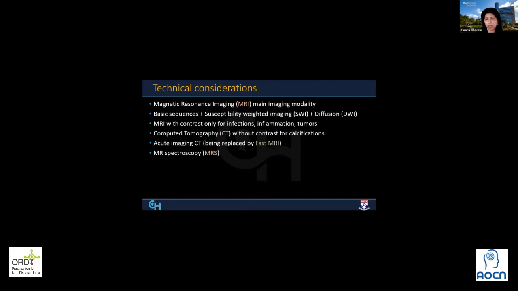And in certain cases, we make use of MR spectroscopy so that we can assess the levels of metabolites. In some cases, it can be really specific to diagnosis, whereas in some cases, it can just kind of aid us in understanding the pathology.